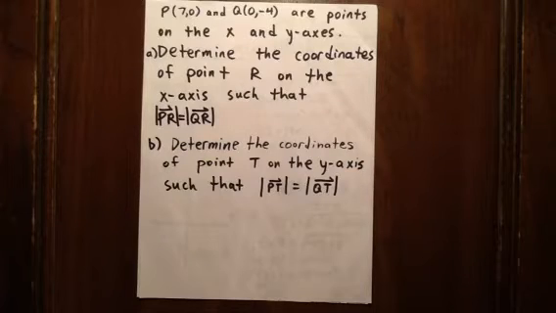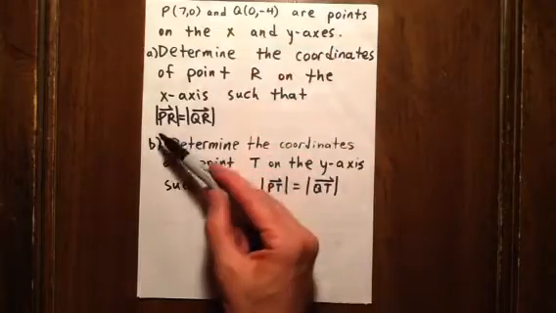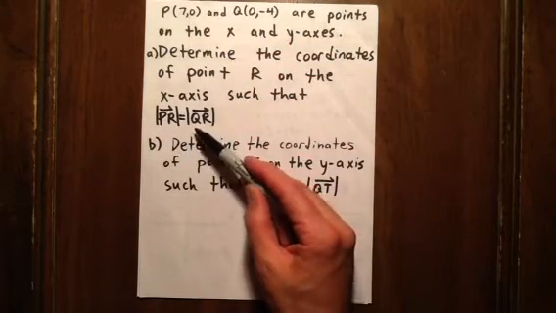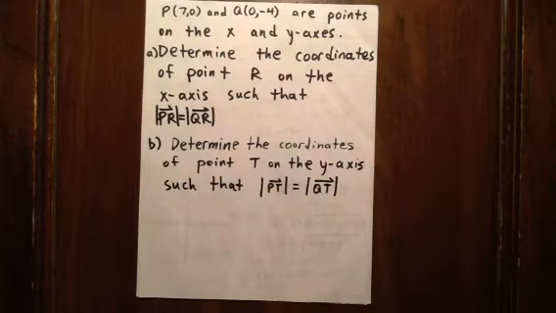In this question we're told that points P and Q are on the x and y axes respectively, and we want to get the coordinates of a point R on the x-axis such that the distance between P and R, or in other words the magnitude of the vector PR, is equal to the distance between Q and R, or in other words the magnitude of the vector QR.